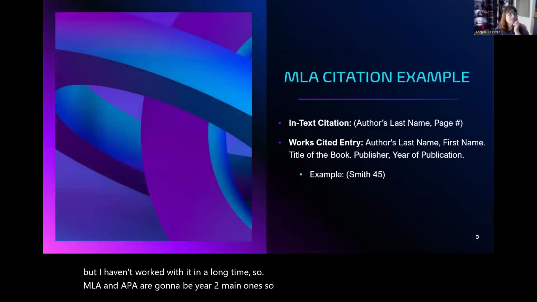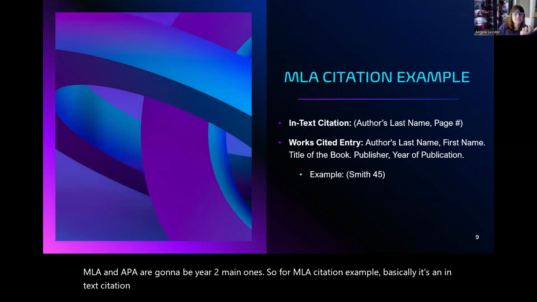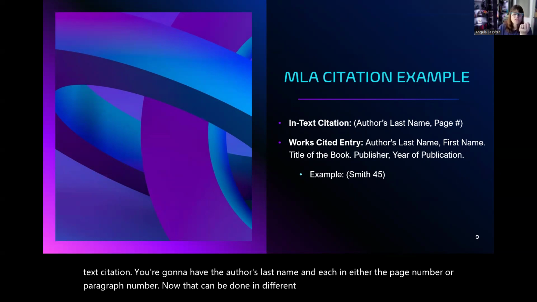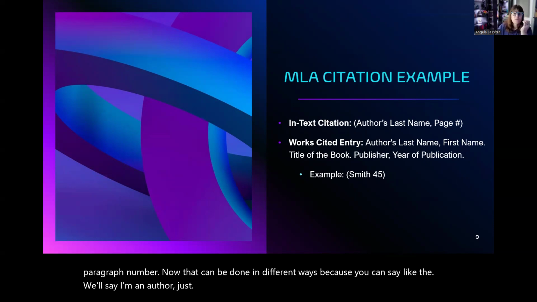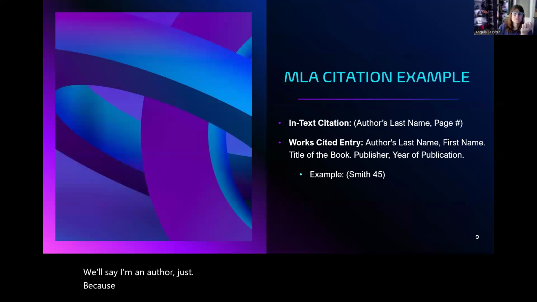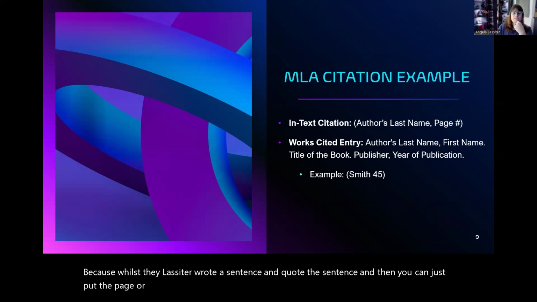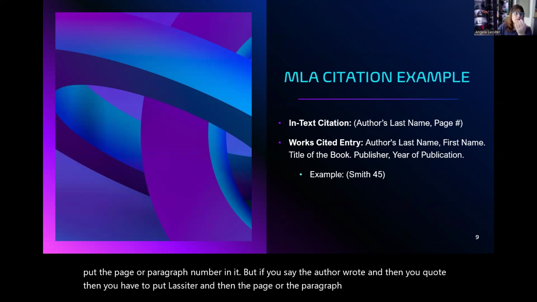So for an MLA citation example, basically it's an in-text citation. You're going to have the author's last name and either the page number or paragraph number. Now that can be done in different ways because you can say, like, we'll say I'm an author, Lassiter wrote a sentence, and quote the sentence, and then you can just put the page or paragraph number in it. But if you say the author wrote and then you quote, then you have to put Lassiter and then the page or the paragraph number in parentheses.